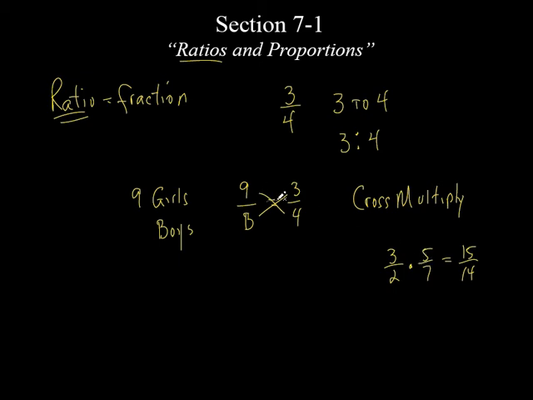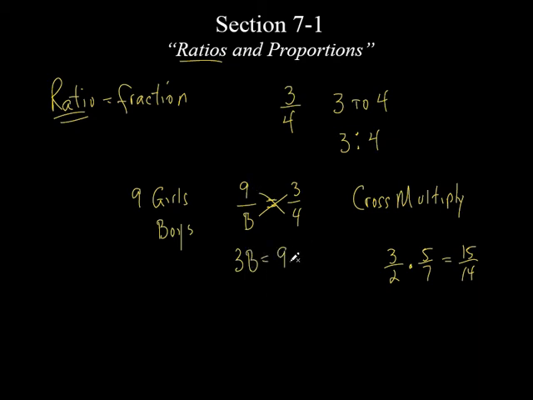When do we cross multiply? When we have an equal sign in between two fractions. That's when we can cross multiply. So let's go ahead and do that. Let's cross multiply. So b times 3, or 3b, equals, and then do this, 9 times 4.